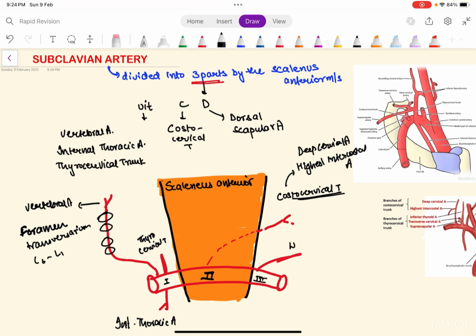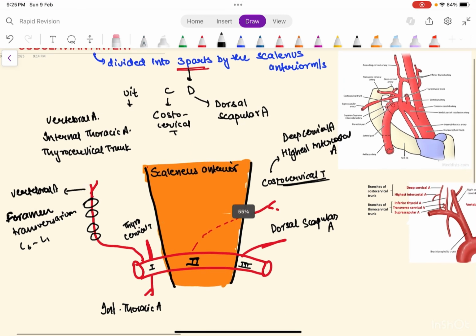Now the third branch is from here. A very important, interesting point is that the third branch is usually not present. It can be absent also. So when it is absent, I'll just tell you, it is the dorsal scapular artery.